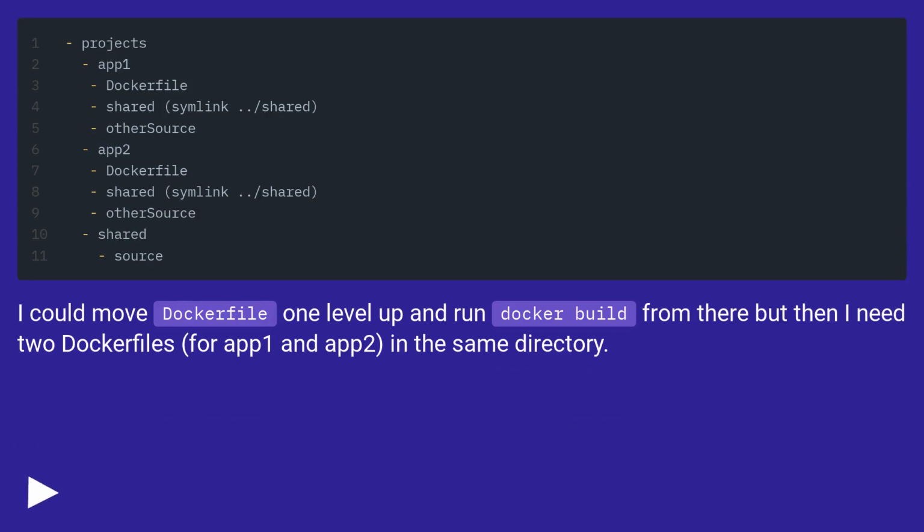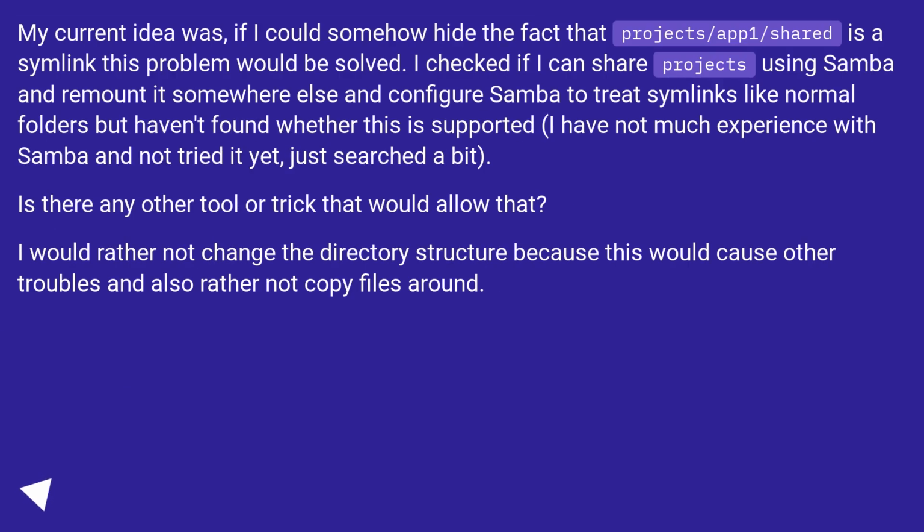I could move the Dockerfile one level up and run docker build from there, but then I need two Dockerfiles for app1 and app2 in the same directory. My current idea was, if I could somehow hide the fact that project/app1/shared is a symlink, this problem would be solved.